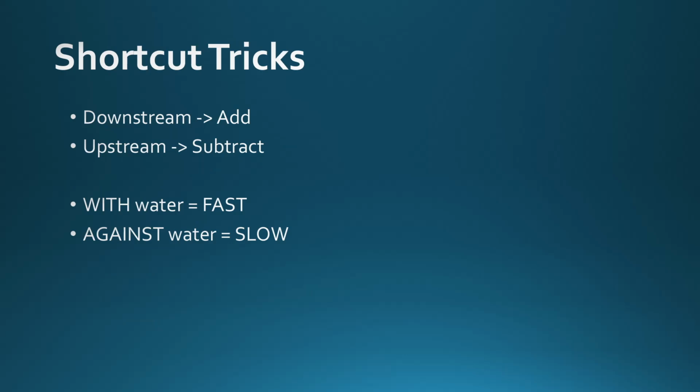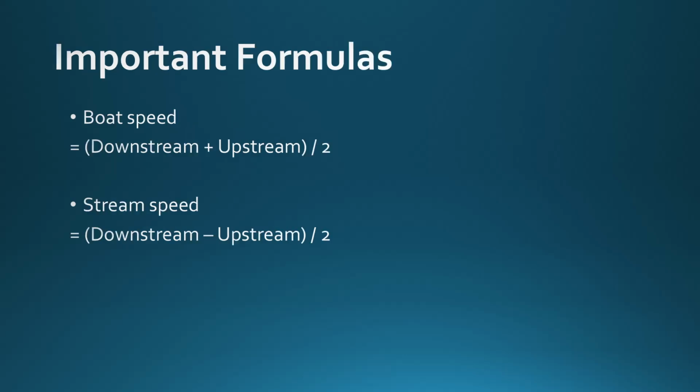Here's the easiest memory trick. With water means fast, so add. Against water means slow, so subtract. That's it. These two formulas are extremely important for exams. Boat speed is simply the average of downstream and upstream speeds, and stream speed is half of their difference. So stream speed equals (downstream minus upstream) divided by 2. Memorizing these two formulas can save a lot of time in exams.